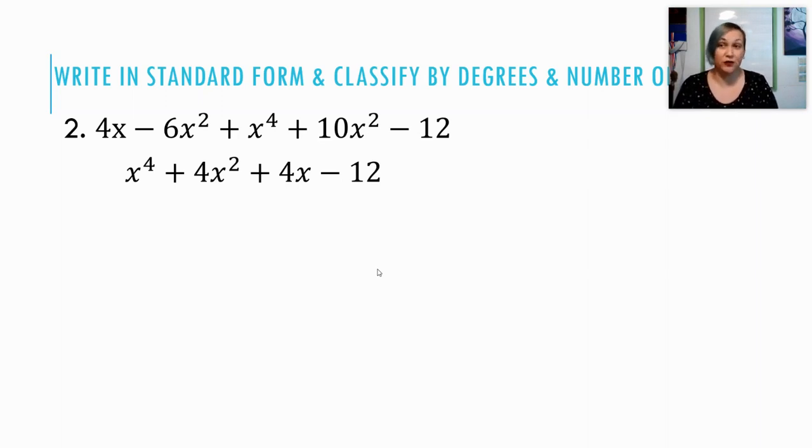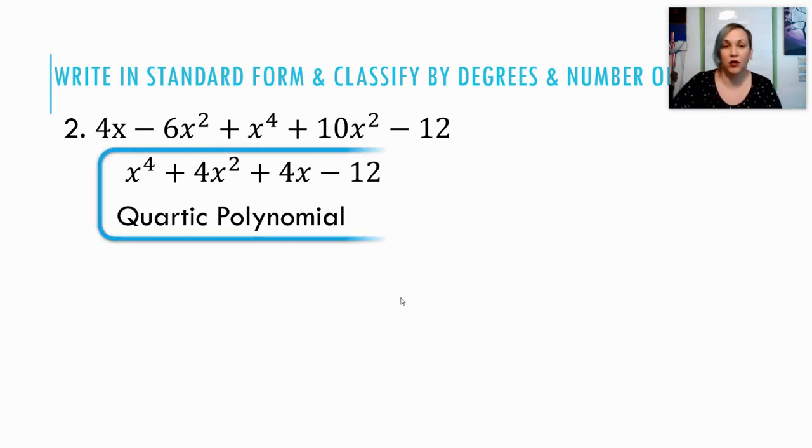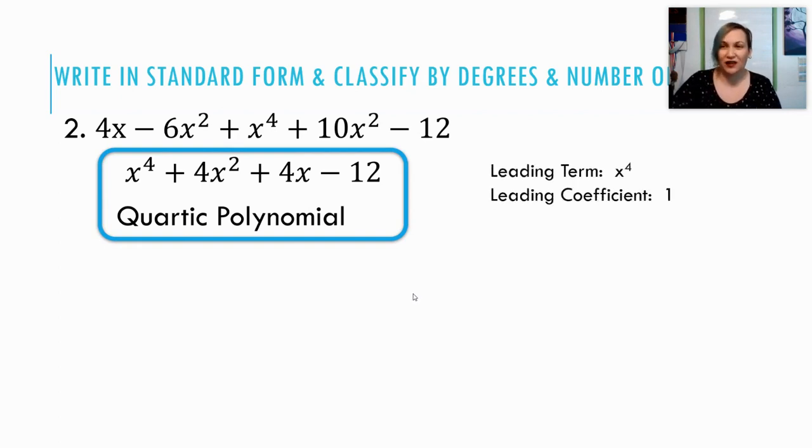Since my largest exponent, my first exponent, is the number 4, this is a quartic, and it is a polynomial since it has 4 or more terms. Quartic polynomial. On Delta Math, it will also want to know that your leading term is x to the 4th. Your leading coefficient is 1. That's that invisible 1 in front of the x to the 4th. And your constant is the negative 12. Notice that I included the minus sign with the 12.